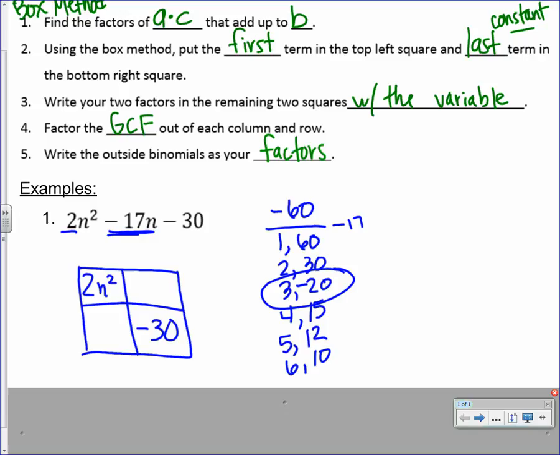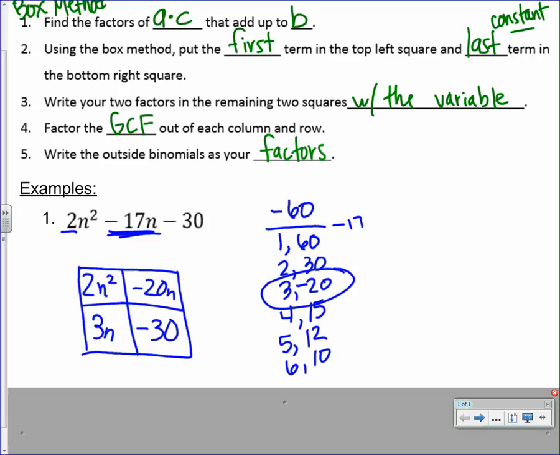And then the two factors that we found here that are circled, we're going to put them here with the variable, because we know from multiplying that our diagonals were our like terms. So these should combine to be this middle term. That's where we get the negative 20n and 3n.